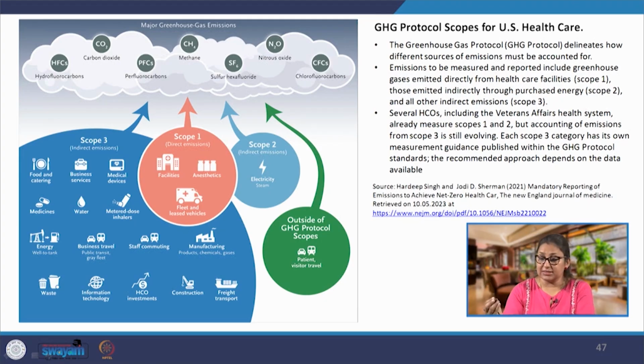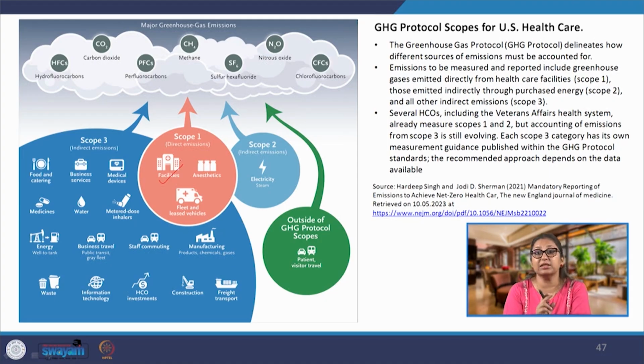So, looking at this US healthcare and the way they have defined scopes as per the GHG protocol, let us start with scope 1. In scope 1, which are the direct emissions, we know clearly the first is the facilities. We basically have the facilities, which are the hospitals and the medical care units that they have. The direct emissions that are coming from them are the direct scope 1 emissions.